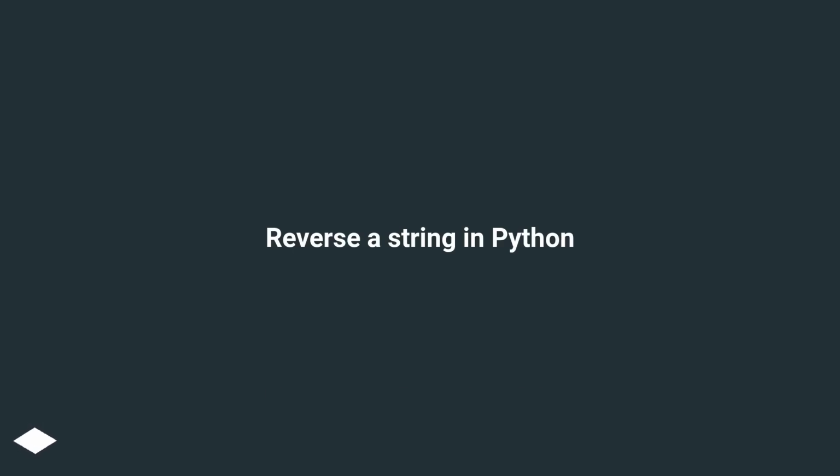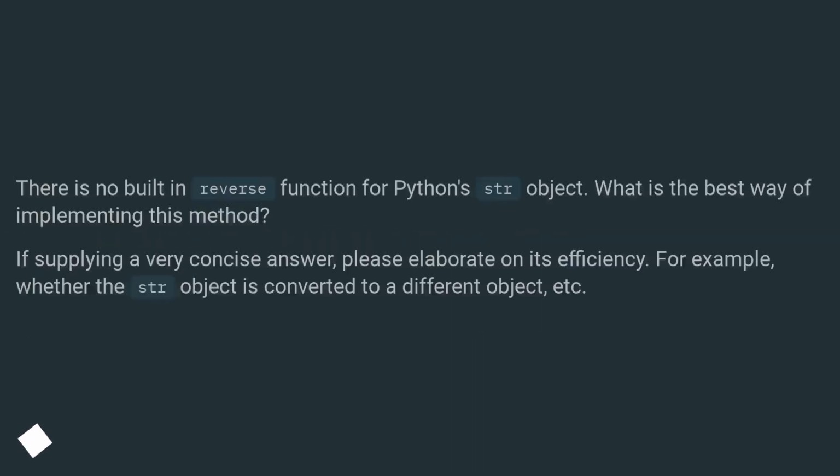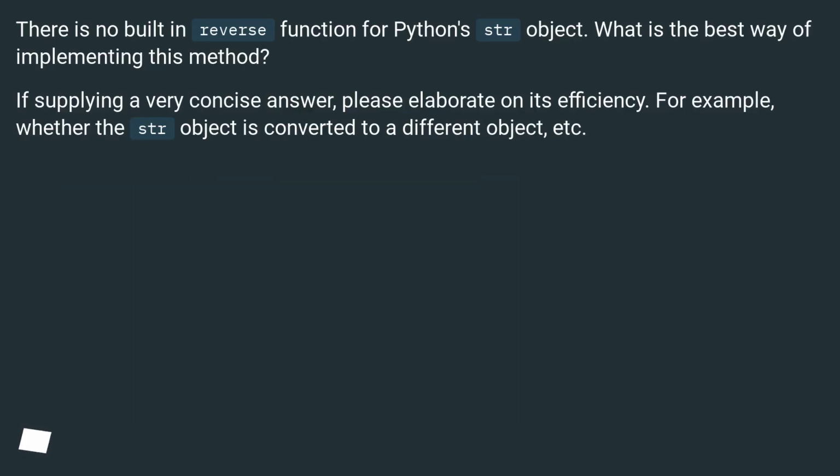Reverse a string in Python. There is no built-in reverse function for Python's str object. What is the best way of implementing this method? If supplying a very concise answer, please elaborate on its efficiency. For example, whether the str object is converted to a different object, etc.